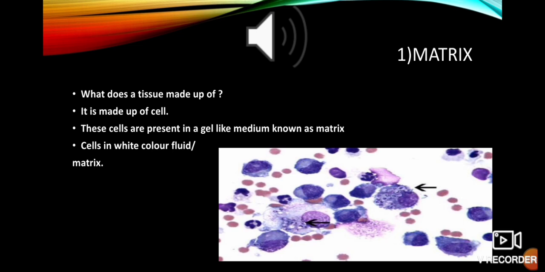Like you can see in the picture given in the slide, the blue colored small rounded structures which you can see are the cells, and they are lying on a gel-like matrix which is white in color.